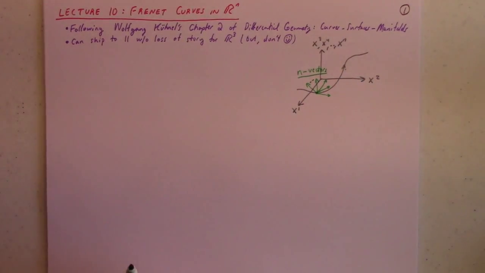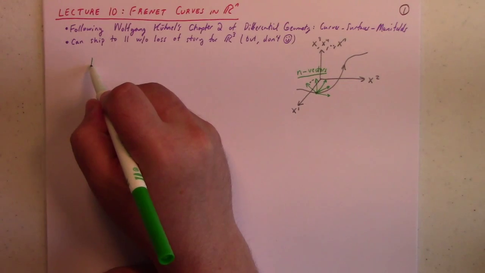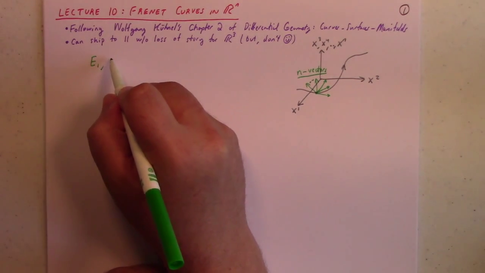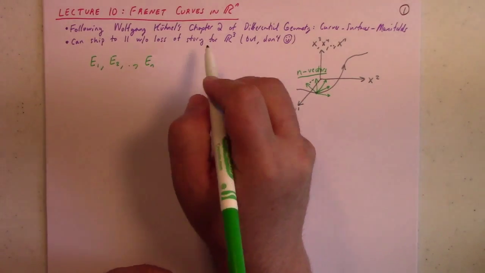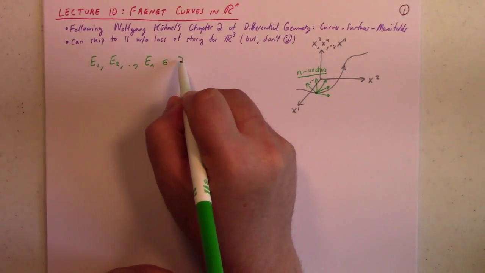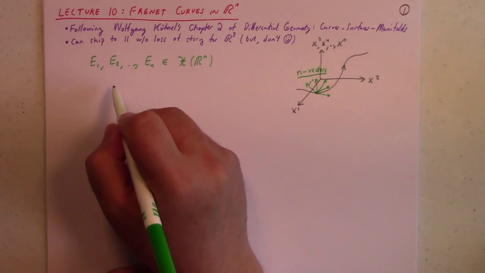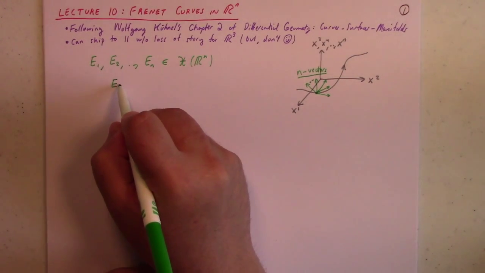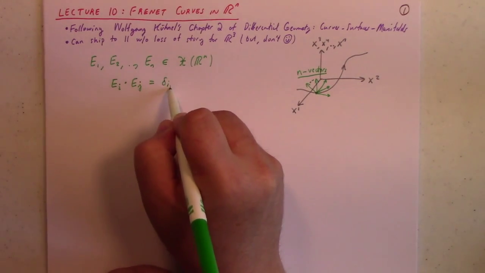So first of all, I should talk a little bit more about what is a frame in Rn. Very similar to the frames we've talked about in R3, of course. First of all, you need as many vector fields as you have dimensions. So we need E1 through En vector fields in Rn. We need these vector fields to be orthonormal. So we need Ei dot Ej to be the Kronecker delta Ij, like so.